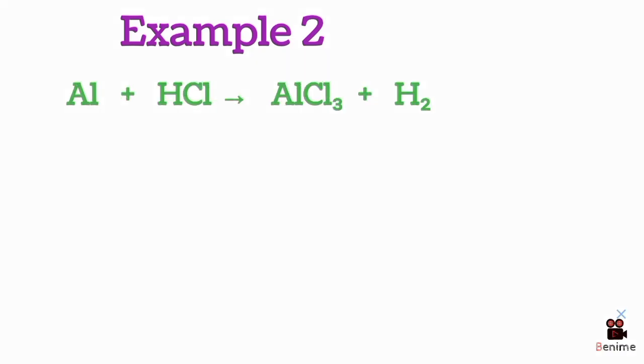Let me take another reaction. First, write the chemical equation with correct formulas. Now pick the element from the extreme left side of the equation. In this equation, aluminium is present on the extreme left side of the equation. Count all aluminium atoms present on the left side of the arrow.